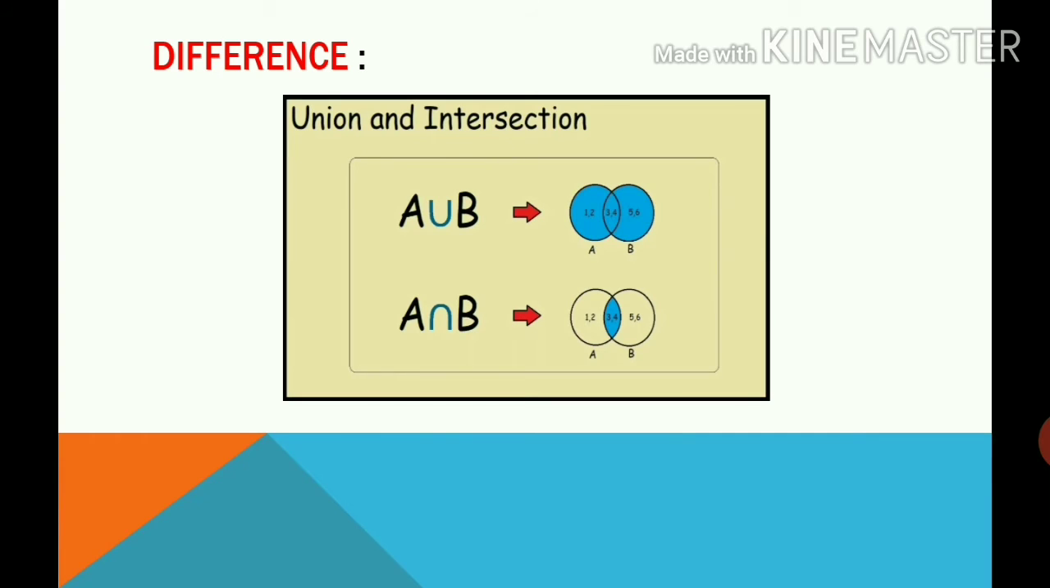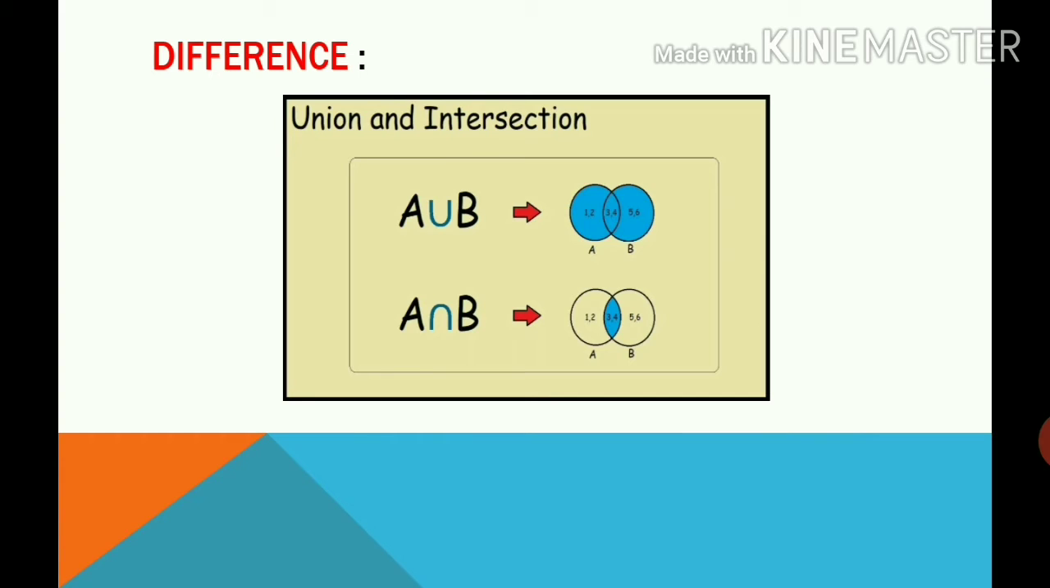Okay, now see the difference of union and intersection. In A union B, you will shade all the areas. It means that all elements are together. You have to write down all elements together. But in A intersection B, intersection means common. So you will just write down the common elements which are present in both sets.